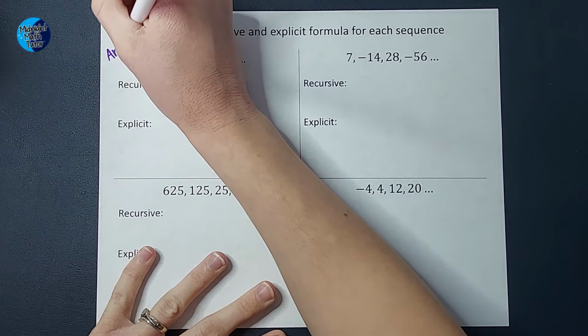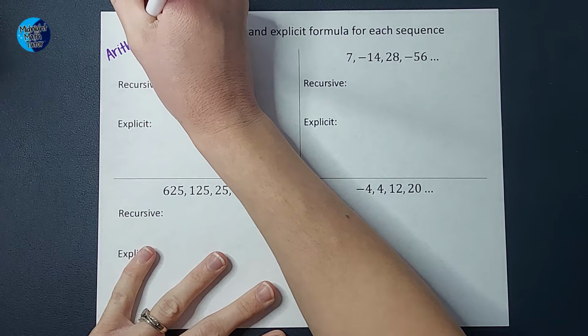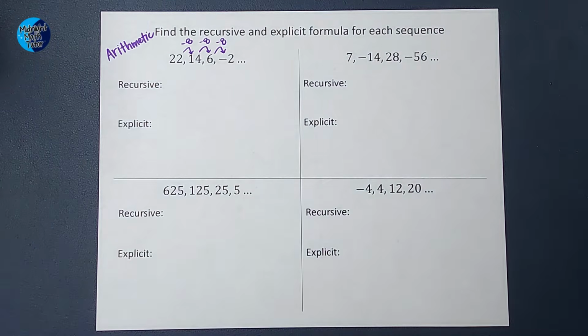If you are adding or subtracting, that is arithmetic. If you are multiplying or dividing, that's a geometric sequence.